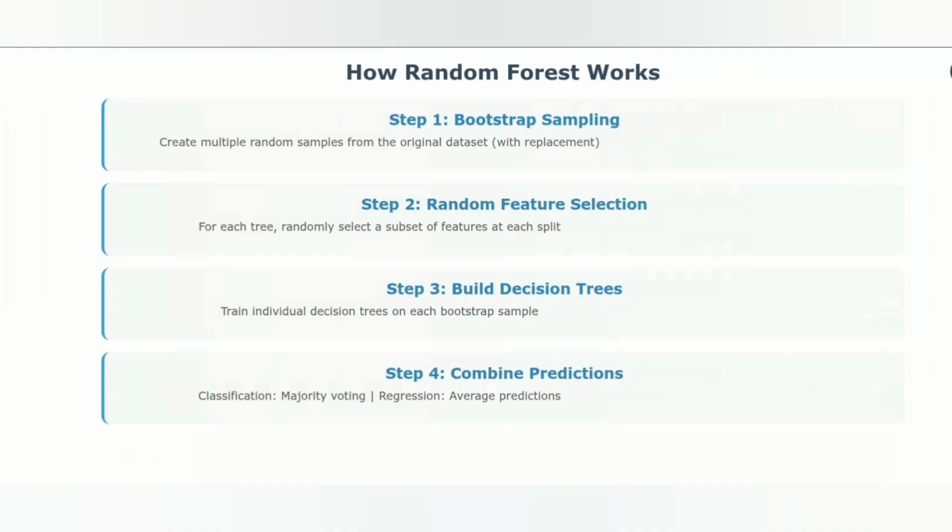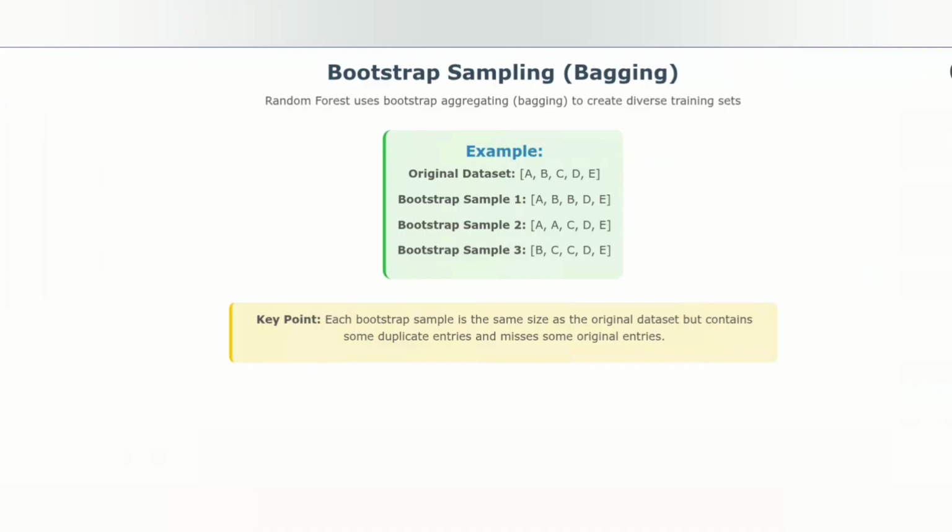Let's dive deeper into bootstrap sampling, also known as bagging, which stands for bootstrap aggregating. Imagine we have a small dataset with 5 data points: A, B, C, D, and E. In traditional machine learning, we'd train our model on all 5 points. But random forest takes a different approach. It creates multiple bootstrap samples by randomly selecting from the original dataset with replacement. This means each sample is the same size as the original dataset, but the composition is different.